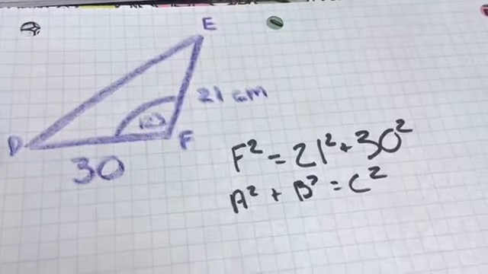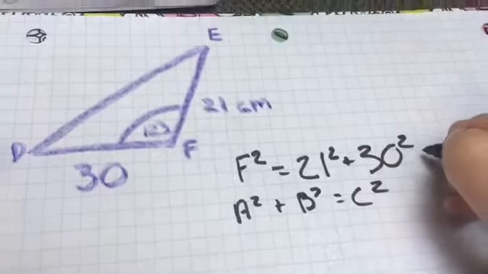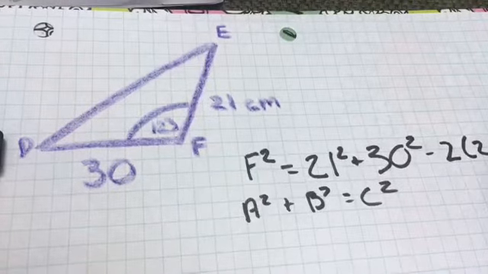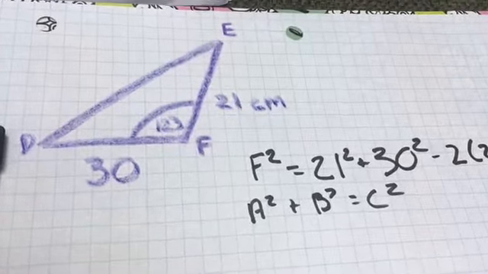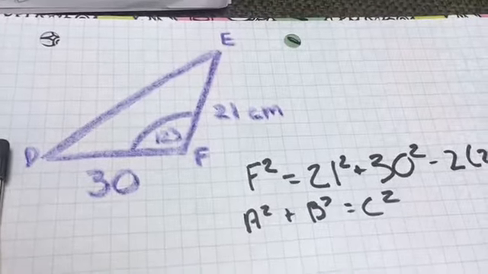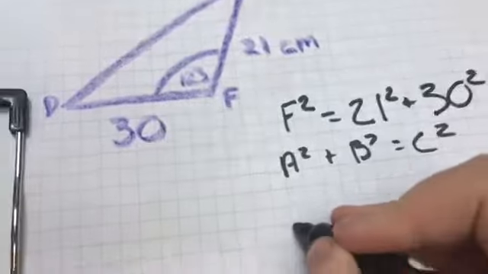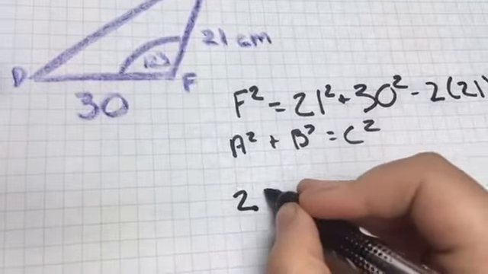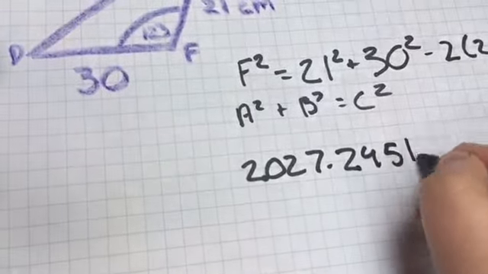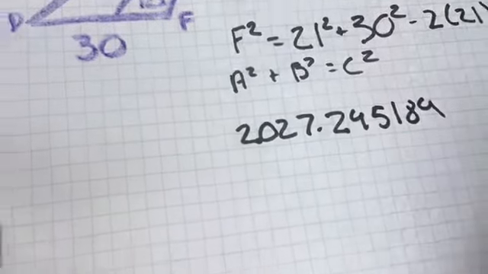Now you're going to add on to that, and you're going to minus 2, 21, 30, and then your cos of the angle, which is 123. And that is going to give you 2027.245184. Now you're not done yet.